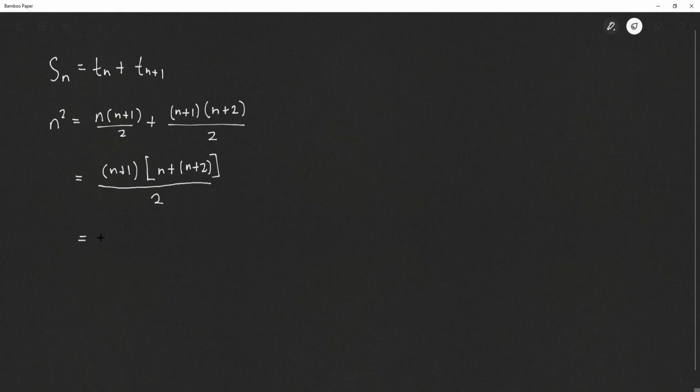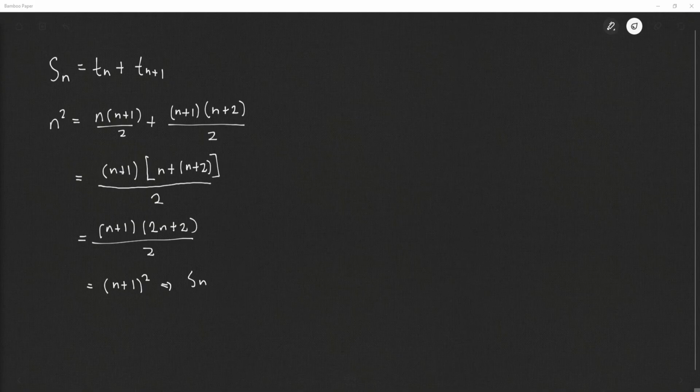So now this will give us n plus 1 multiplied by 2n plus 2, all divided by 2. But now you can see that this is actually going to be equal to n plus 1 squared. But since n plus 1 squared is exactly S of n plus 1, this means that our S of n plus 1 is equal to T of n plus 1 is true.